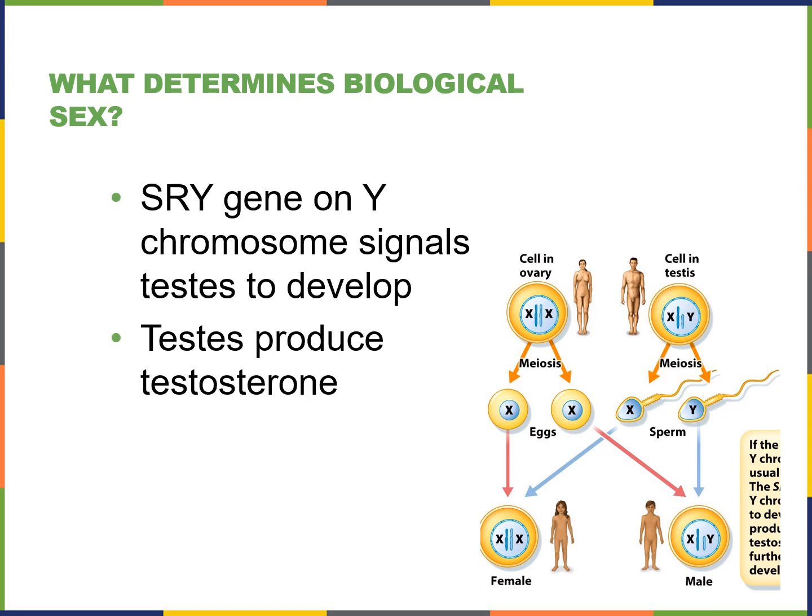So what determines the actual biological sex? On the Y chromosome, there is a gene called SRY, or we often refer to it as the sorry gene, and that is what signals testes to develop. Testes then produce testosterone, which is in turn kind of creating the male sexual anatomy.